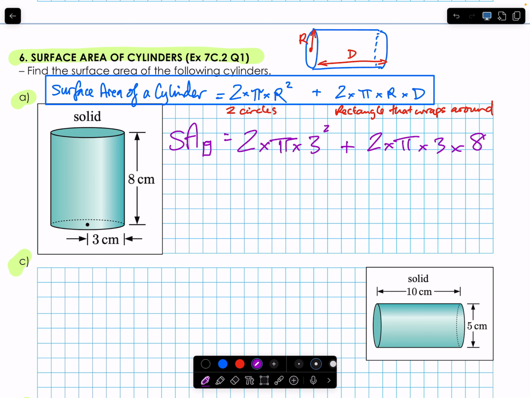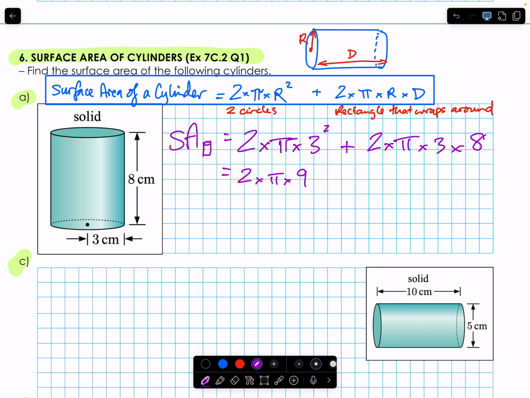Do you guys know what BEDMAS stands for? Brackets, exponents, division, multiplication, addition, subtraction. That applies here. If you just typed this in the calculator without thinking, you'll probably get the wrong answer. You need to divide it into 2 sections. You need to work out this first. You need to go 2 times pi times 3 squared is 9, because that little 2 is an exponent. You need to do that first.